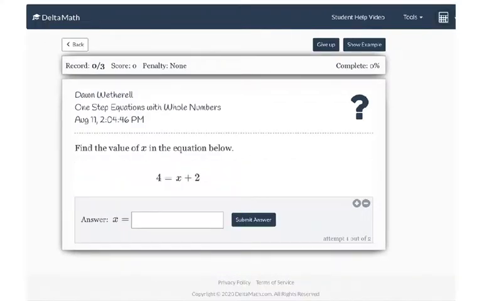Moving on, you would also have to solve equations. So now we're going to solve one-step equations. Again, I need 3 right. So hopefully you remember, to solve you need to get the variable by itself. To undo addition, you subtract. What you do to one side, and by sides I mean opposite the equal sign, you do to the other. So you get x equals negative 2 and submit.